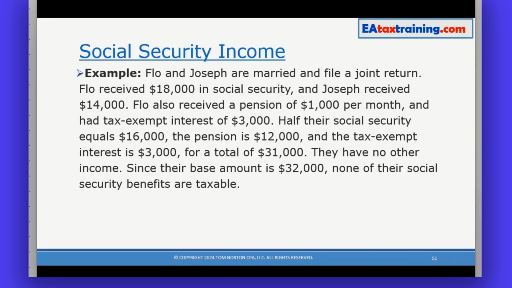The pension is $1,000 per month, which is $12,000 per year, and the tax-exempt interest is $3,000. So you add all of that up. Their total income for doing this calculation was $31,000. They have no other income, so their base amount is $32,000 because they're married filing jointly. Therefore, none of their Social Security benefits are taxable. So that is how that works.